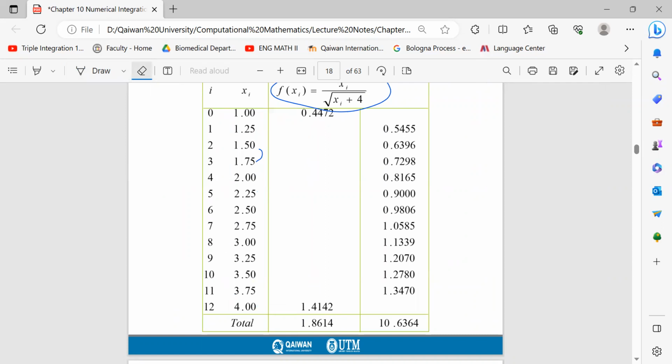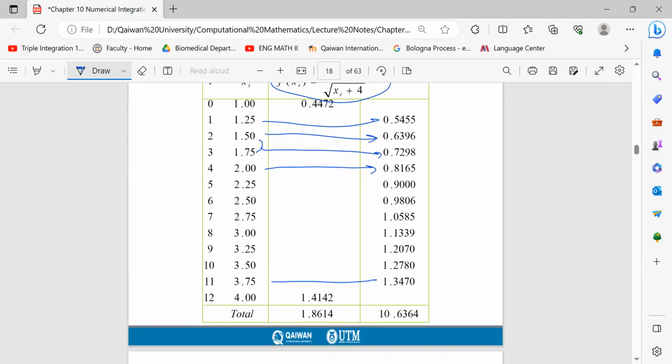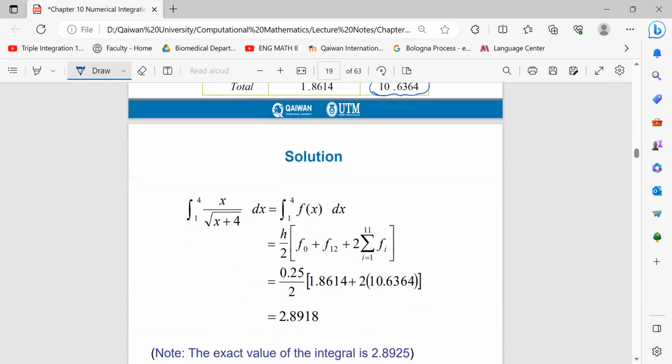Then for the others, f of x1 is this one. F of x2, f of x3, f of x4, up to f of x11. That's it. Now we find the sum of these all, which is 10.6364. We now put these two into the formula.